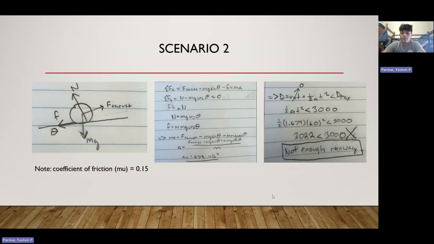Now, once again, using the same kinematic equation as last time, and using the same inequality for the maximum amount of runway, which is 3,000 meters, we notice here that this 777 on a rainy day requires 3,022 meters of runway to take off, which is 22 more meters than we're allotted, meaning there's not enough runway for this plane to take off, unfortunately. That's the end of my lecture.